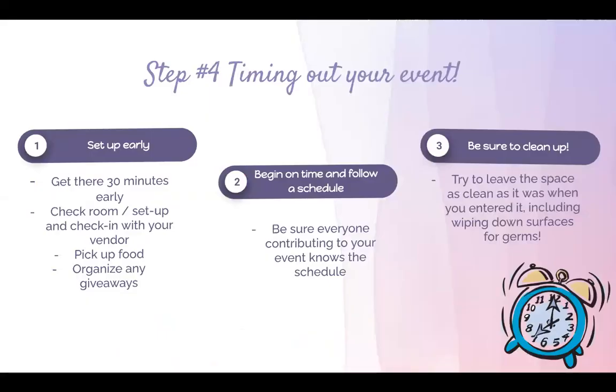Step 4 is timing out your event. You want to be sure that you have enough time for your event so that it runs the best that it can. So you want to set up early. For most events, you're going to want to set up about 30 minutes early, but if you're working with a vendor, it's making sure you have enough time based on what they need. Or if you're having a more complex event, making sure you have enough time for what you need.